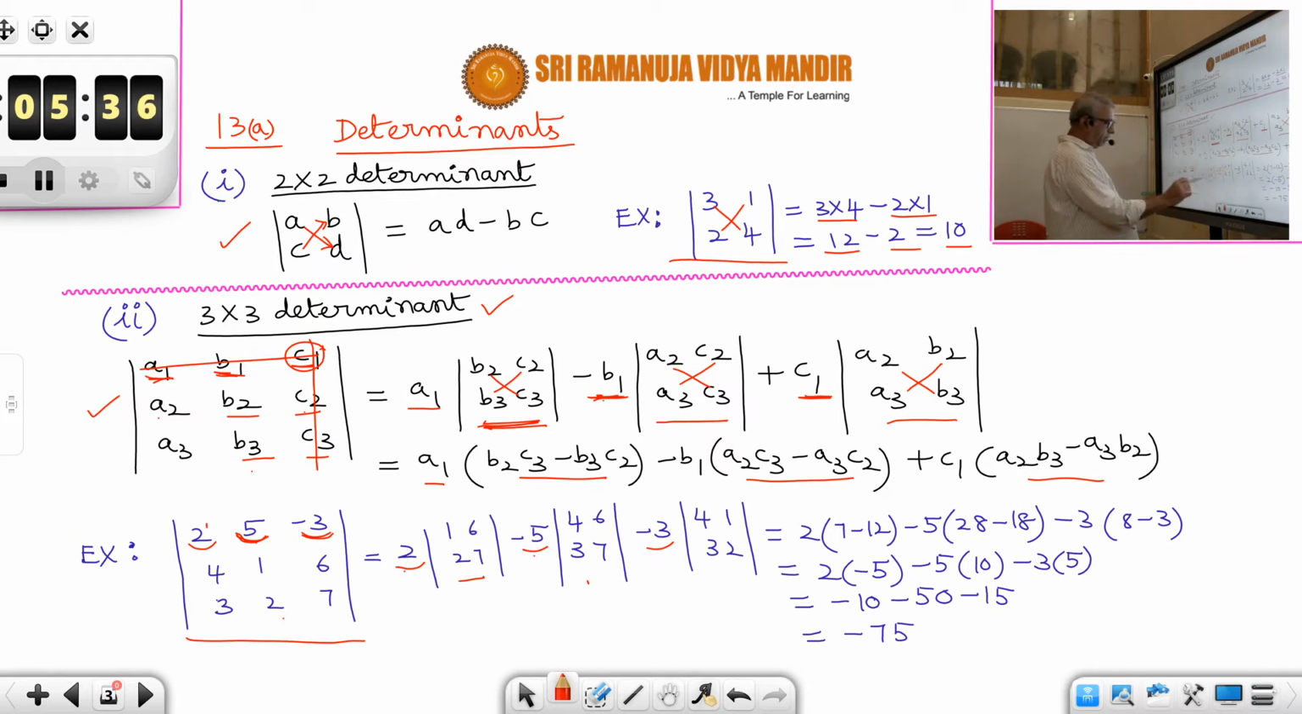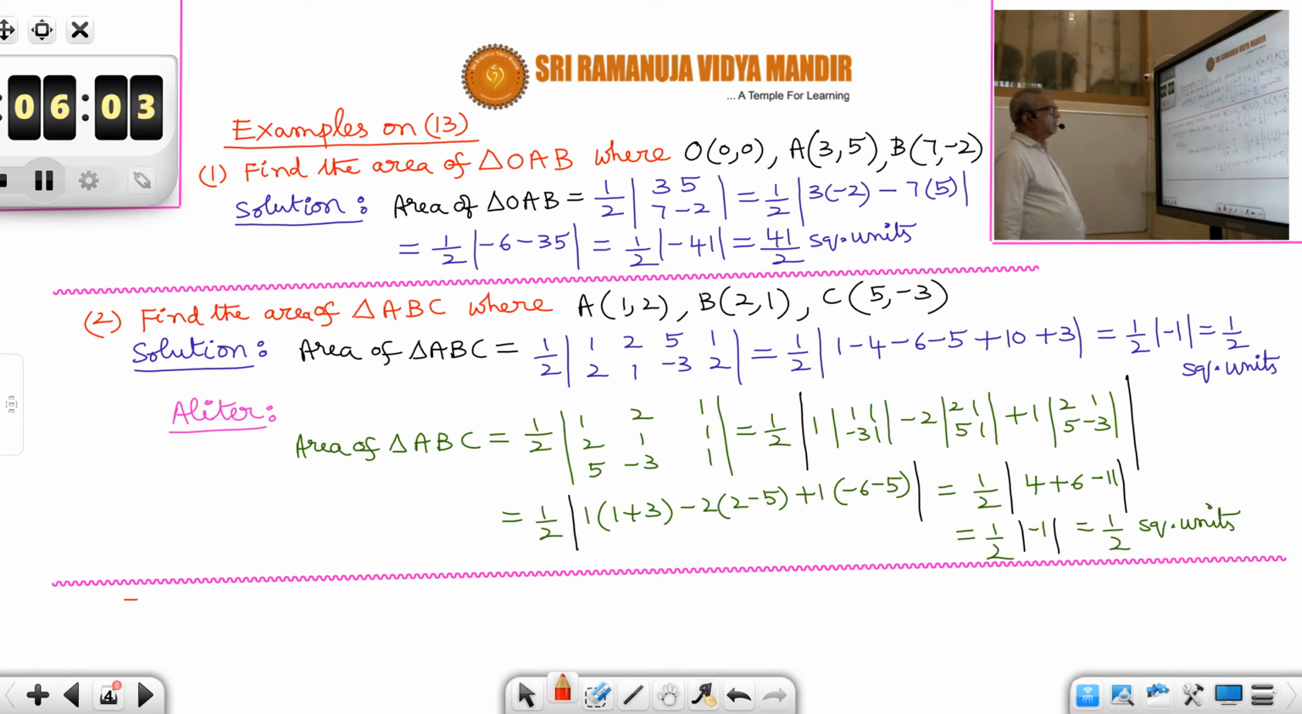Then you expand it. 2 into what? 7 minus 12. Minus 5 into 28 minus 18. Next, minus 3 into 8 minus 3. So afterwards you can just simplify this. You will get some value, which may be a positive value or a negative value. In this case we got minus 75.